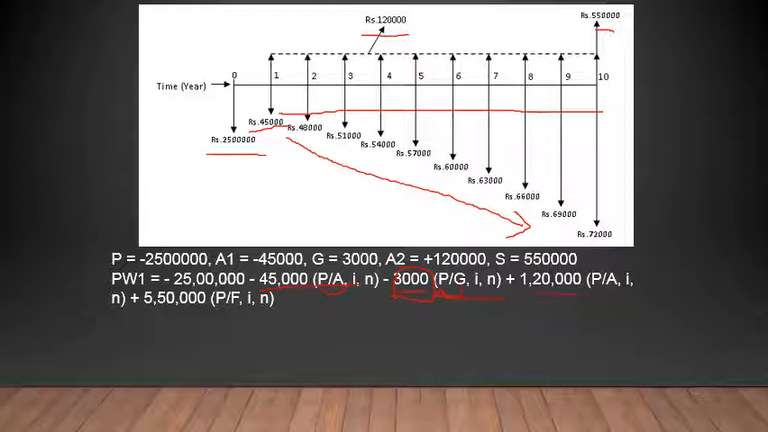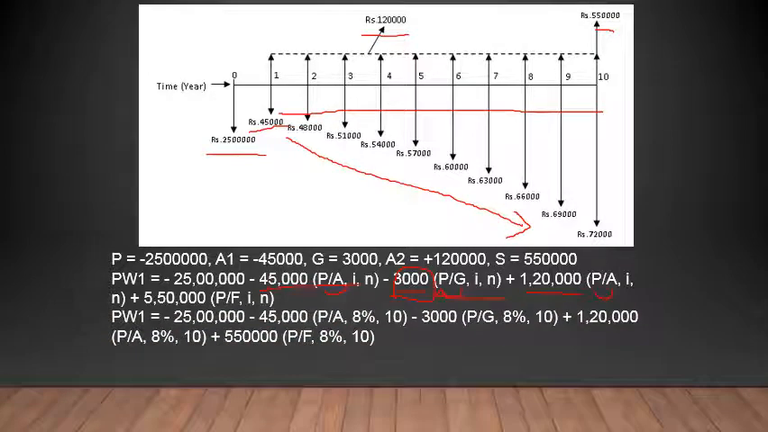Then plus 1,20,000, it is A, convert that into P. There is no problem in it. Plus 5,50,000, it is F, because it is at a distance of 10 years from now. Convert that into P. Now let us substitute the values of I and N. I, it is annual compounding, so 8%. So whenever A comes into picture, literally count the number of flows. There are 10 number of flows, count it. See now, A 8 comma 10. Now P by G comma 8 comma 10.